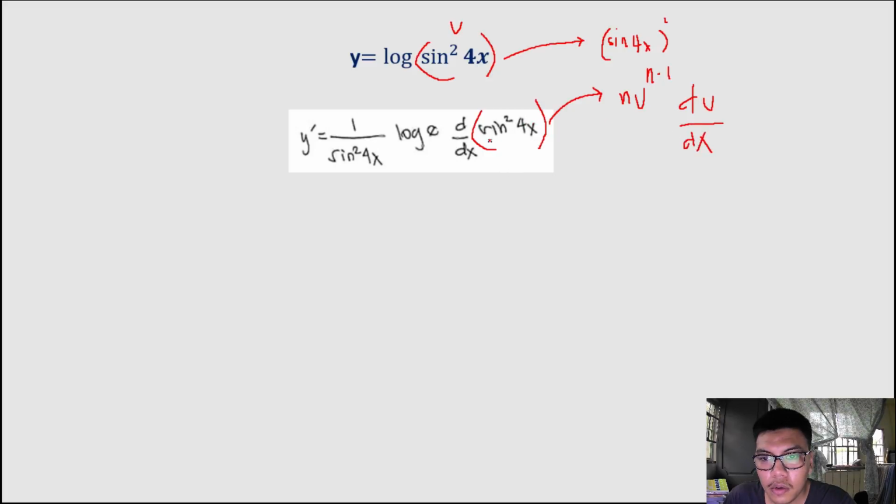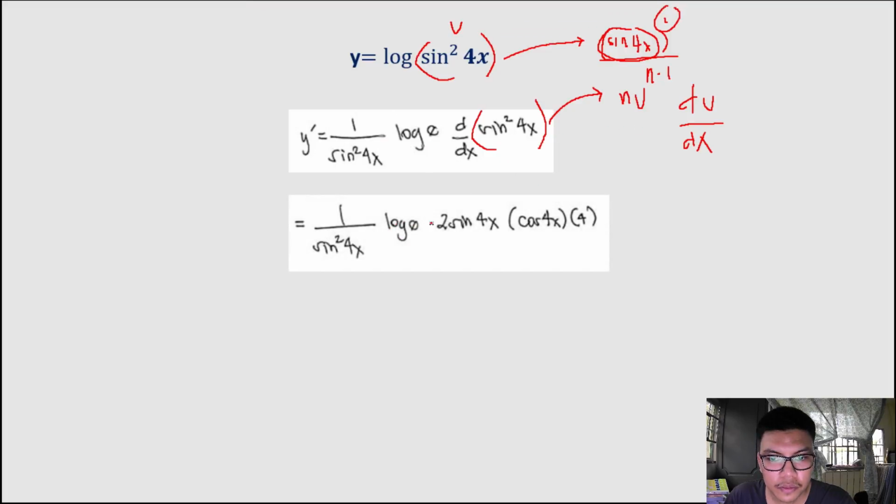So, dito yung ating u ay sine, di ba? Sine 4x. Parang ganito siya, no? Then, may exponent kang 2. So, we have now, so 2 times sine 4x, naging sine 4x na lang kasi binawasan ng isa yung 2. Ayun. Then, derivative ng ating sine 4x ay cosine 4x. Then, derivative ng 4x ay 4. Yun, duktong-duktong lang siya, di ba? Sana nasundan yung part na yun, ano?